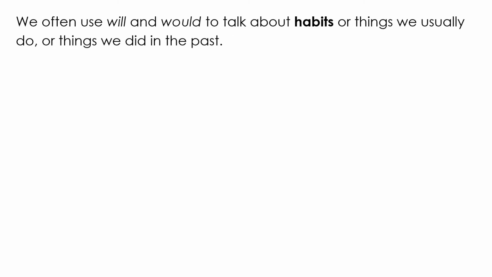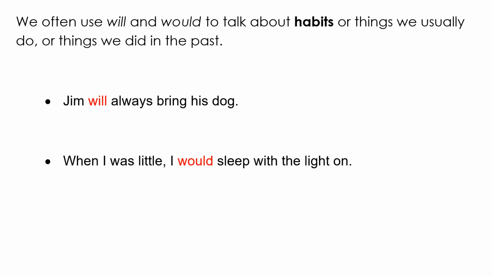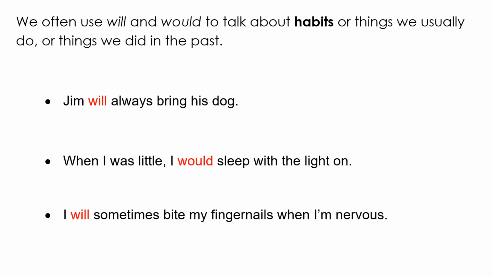We often use will and would to talk about habits or things we usually do or things we did in the past. Jim will always bring his dog. When I was little, I would sleep with the light on. I will sometimes bite my fingernails when I'm nervous.